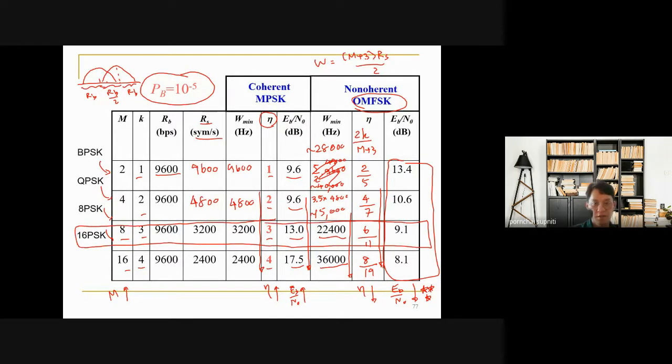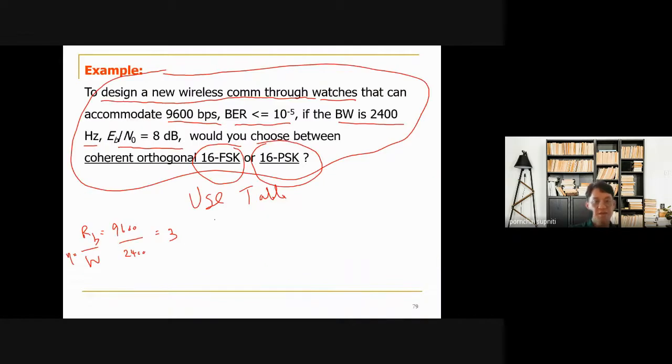Because you cannot do it with FSK. FSK has worse spectrum efficiency. So you go with 16 PSK. So you can use the spectrum efficiency as one way to select as well.